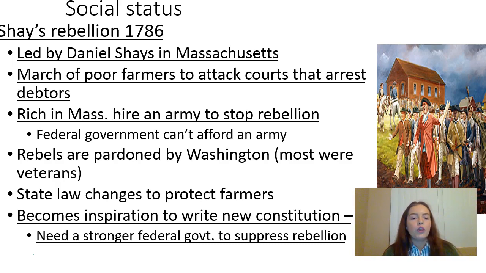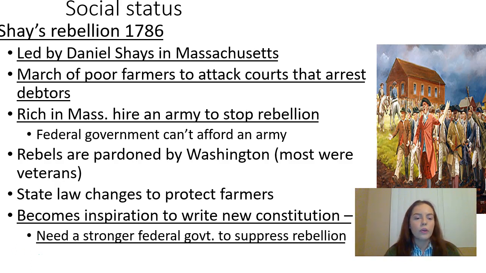Back in the day, if you were in debt and you couldn't pay your money, you would be arrested and thrown in jail. So many of the farmers were fed up with this system. They were fed up with having to be thrown in jail because we decided to increase their taxes. And so a bunch of poor farmers, led by Daniel Shay from Massachusetts, decides to attack the courts.